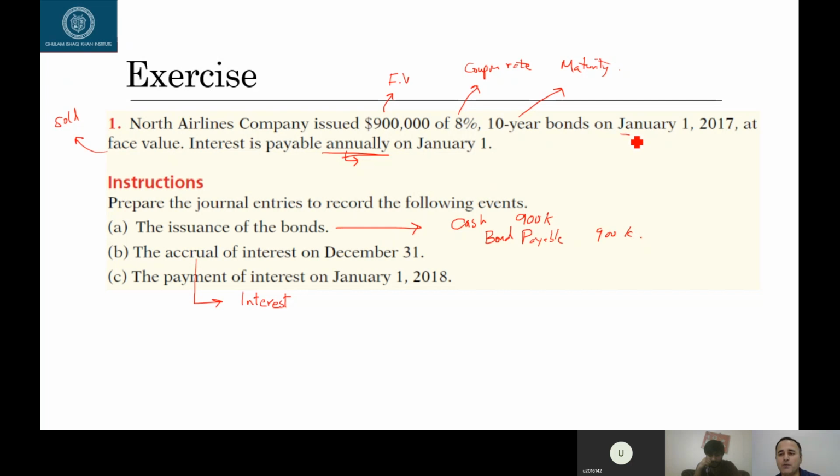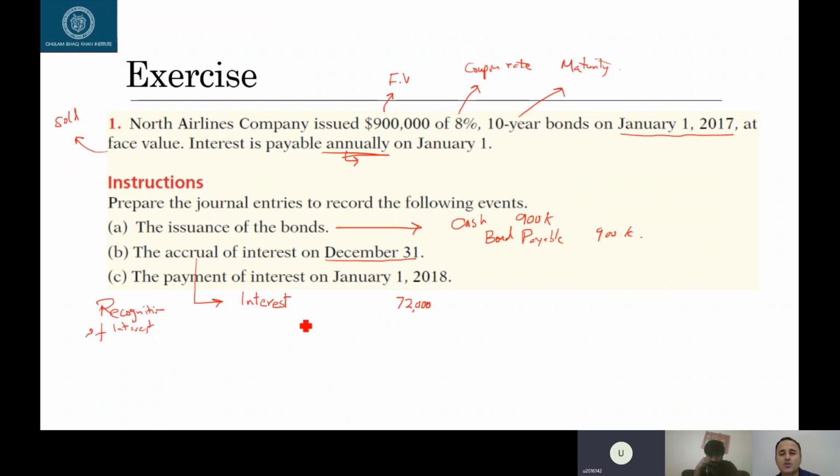So if you see, the bond was issued on January 1st, 2017. By the end of the year, of course, you have utilized that money for 1 year. Now you have to recognize it. So the second entry is for recognition. This is going to be 8% of 900,000, which is 72,000. So this one is what?